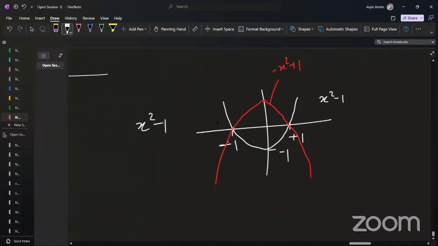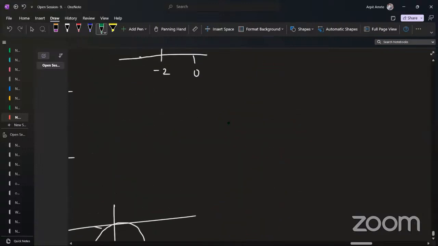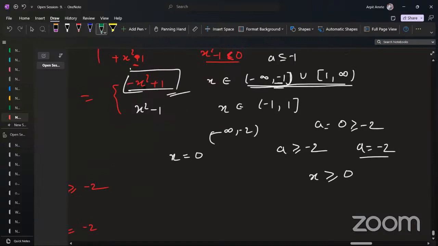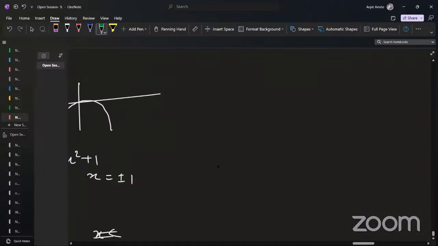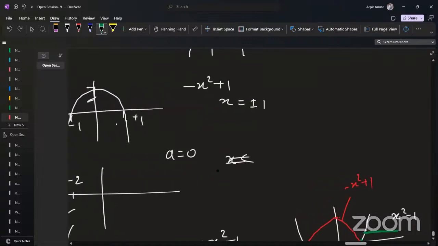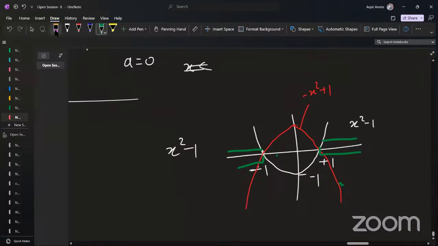It means that red one. It means that in this region, let's use the green one. In this region, I need red one, right? Yes, sir. In this region, I need red one, red graph. As you can see here, I need red one. In this minus infinity to minus 1, and 1 to infinity, I need red one. So I have to erase the white one, right? So I will erase the white one.